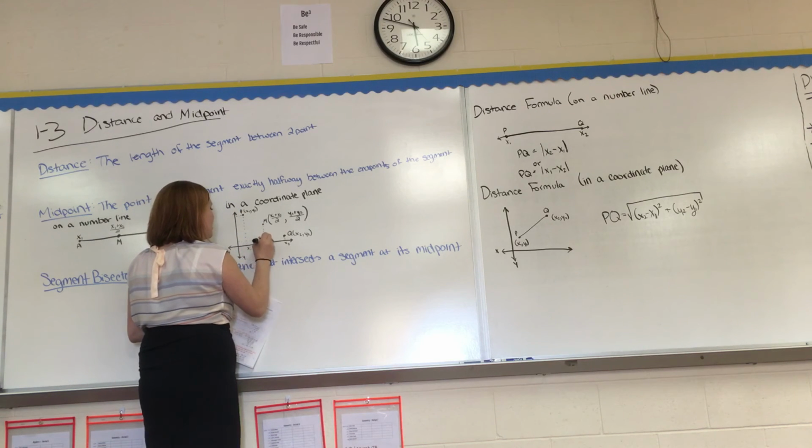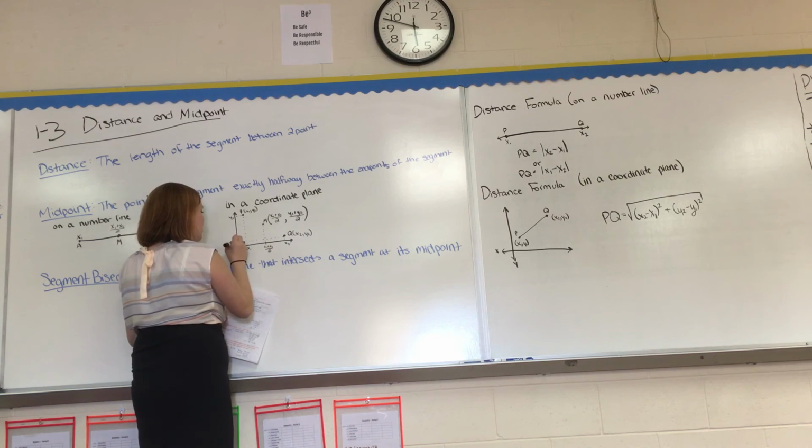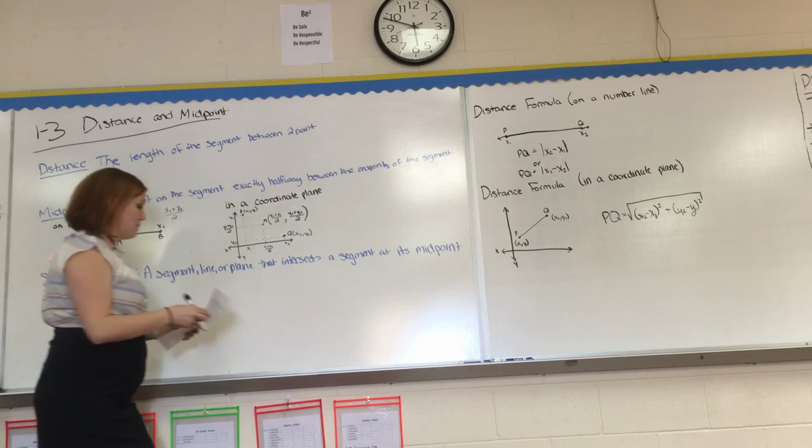So we draw our dotted line. We have y1, y2. How we get this is we do what we did over there, y1 plus y2 over 2. Okay? This all makes sense?